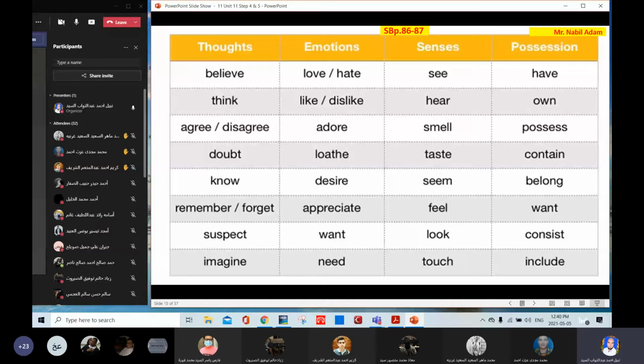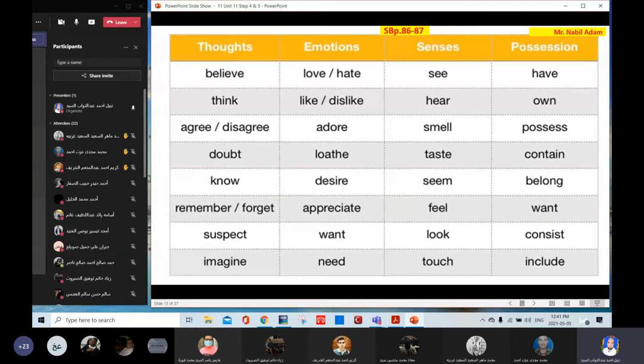We use them in the simple tense. I say I believe. I don't say I'm believing. I say I love. I don't say I'm loving. I taste. Don't say I'm tasting. I smell, not I'm smelling. I hear.